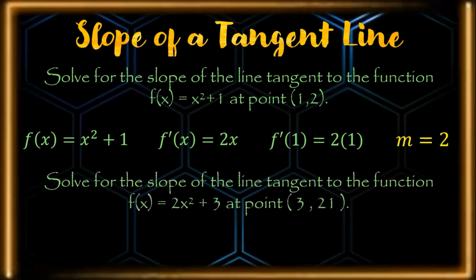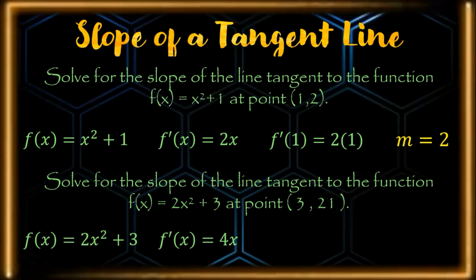Another example: solve for the slope of the line tangent to the function 2x squared plus 3 at the given point (3, 21). Same process, you will identify the given function, and that is 2x squared plus 3. Then you will derive the given function, which gives us the derivative f prime of x, which is equal to 4x.